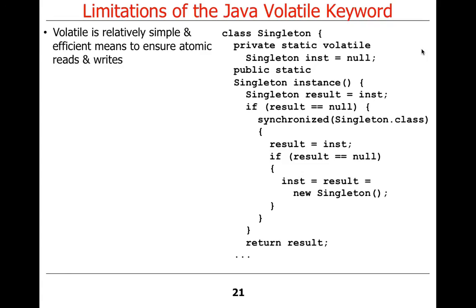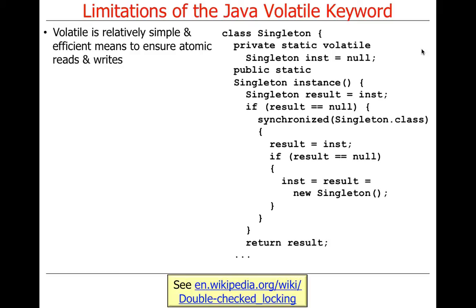There are some limitations with volatile, however. It's very simple, and it's meant to assure atomic reads and writes only. Here's a very simple example with the singleton pattern. You might remember the singleton pattern if you took 251. And in the singleton pattern, you have this issue about what happens if multiple threads call into a singleton before it's been initialized the first time.